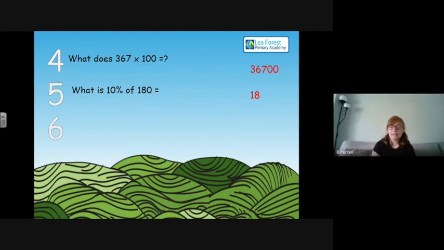Question 6. What is 867 divided by 9? Give you a bit more time for this one because it's a division one and we need to do some working out.